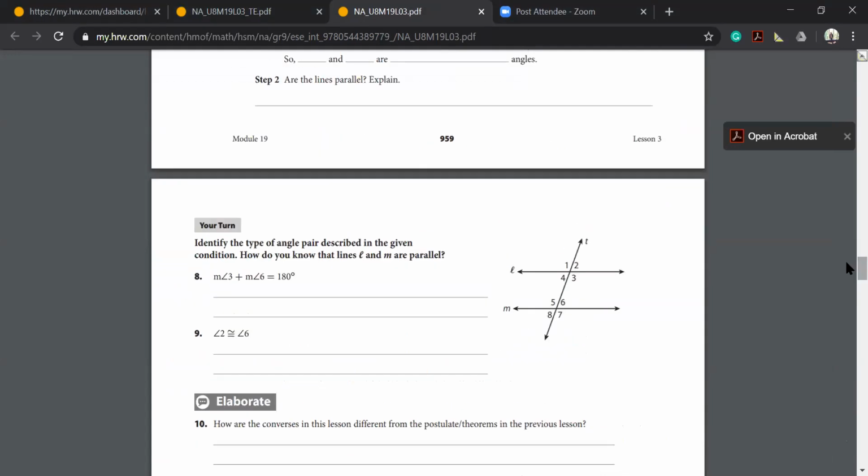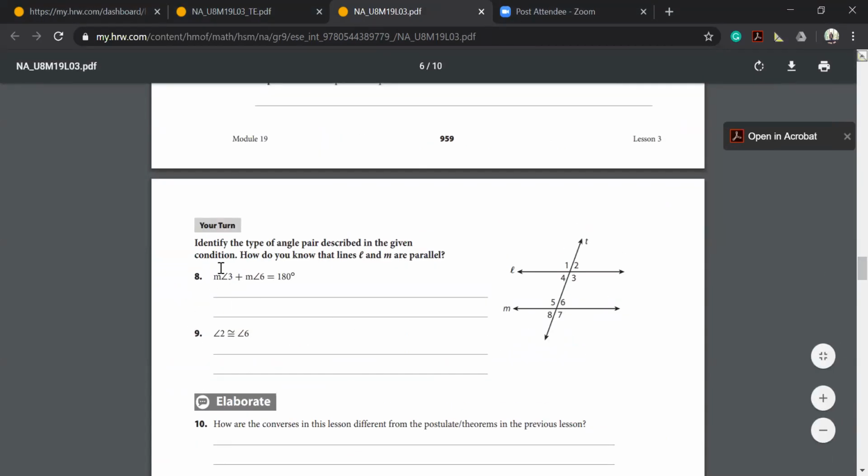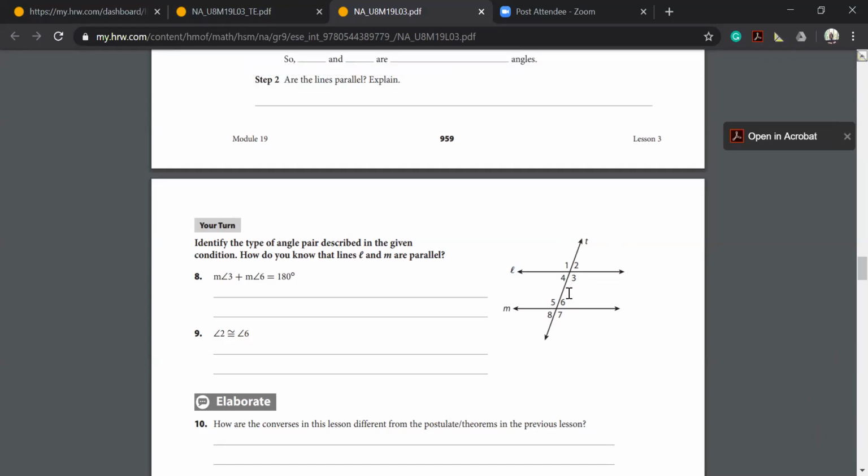So you are required to do question 8 and question 9 by yourself. Here he is telling you that angles 3 and 6 are supplementary. As we said, step 1 is for you to identify the relation between 3 and 6. And then tell me, lines L and M are parallel using the converse of which theorem? Are 3 and 6 alternate interior? Are they same side interior? Are they corresponding? You have to tell me. And then he is telling you here, if angle 2 and angle 6 were congruent, which theorem are you going to choose? So you have to do number 8 and number 9 as well.